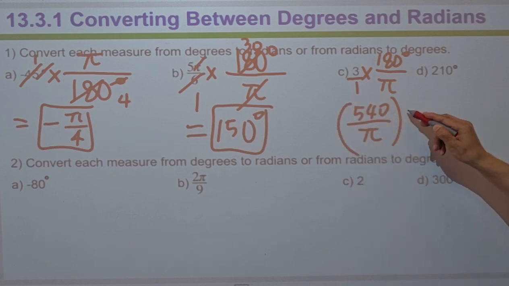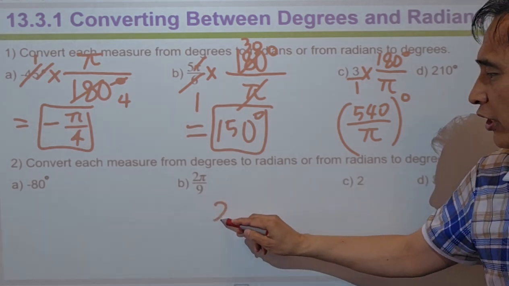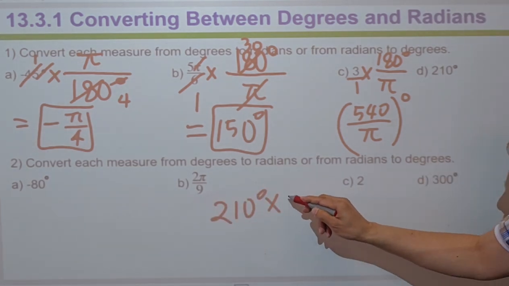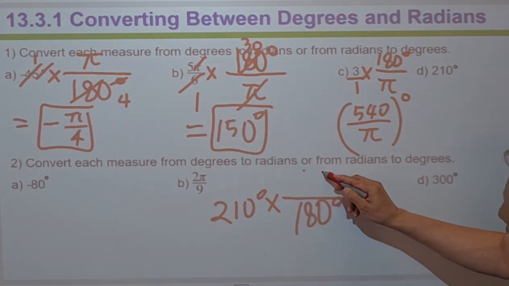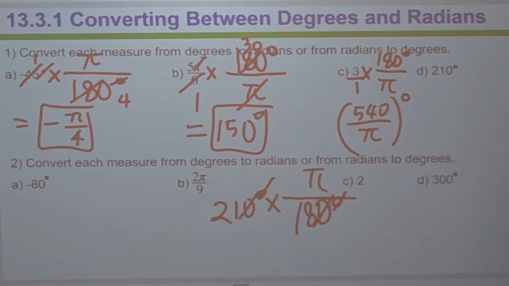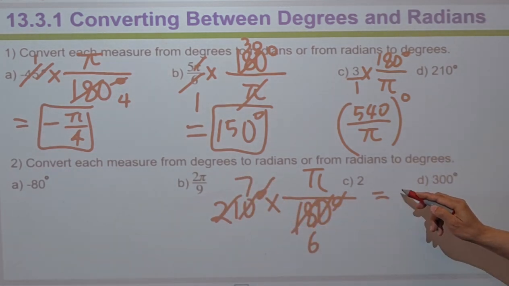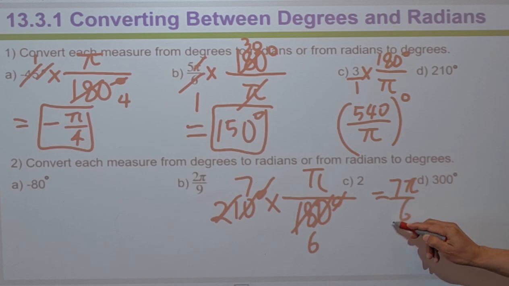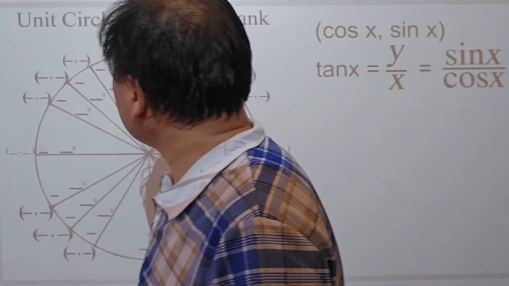When you write the degree sign, you put parentheses, which means everything together is degrees on top right there. Now 210 degrees, to change it to radian, degree again, so degree goes at the bottom: 180 degree, and pi on top, right? The degree cancels out, and the 0 cancels out. Divide by 3, then this is a 6, this is 7. So that means 210 degrees is 7 pi over 6 right there. Okay, so you can practice like that.